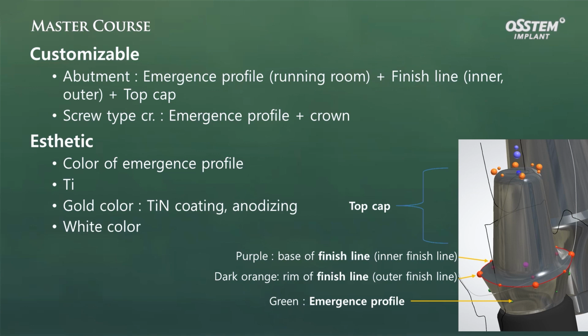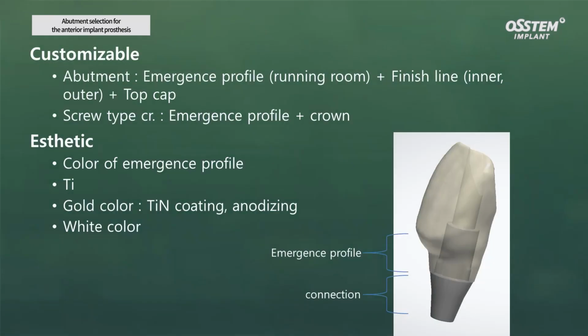Well, when I say top cap, I don't know whether it's official terminology, but it means the upper part. And the three things are customized: emergence, finish line, and top cap. For the screw type, you customize the crown on top of the emergence profile, and also in abutment aesthetics, first, the running room area, the emergence profile area color also needs to be aesthetic.